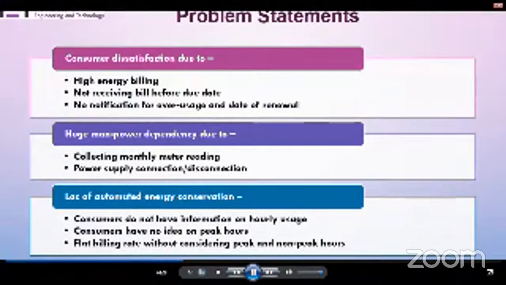In present days, there are many reasons for lack of automated energy conservation. Those are: consumers do not have information on hourly usage, no idea on peak hours, and a flat billing rate without considering peak and non-peak hours.